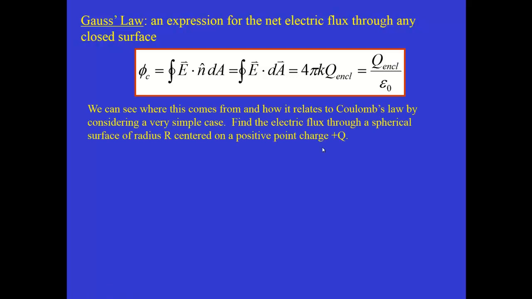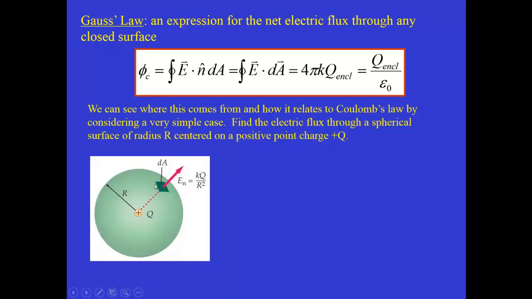Now, where does it come from? I'm not going to give you a general derivation, but I will show you how this emerges from a special case. Imagine that we have a spherical surface of radius r that is centered on a positive point charge plus q. So we want to evaluate the flux through that surface due to the point charge on the inside. And we know an expression for the electric field a distance r away from a point charge. It's kq over that distance squared. And it's always radially outward from the point charge. And this symmetry will allow us to calculate the flux integral very easily.